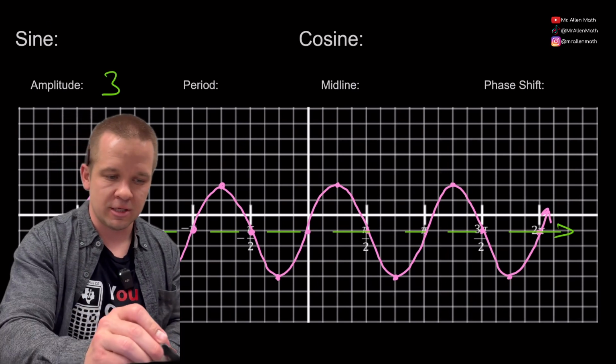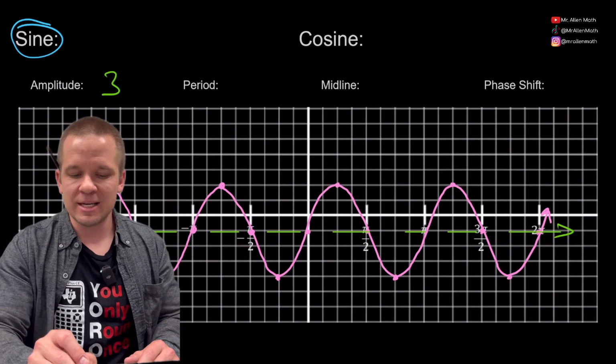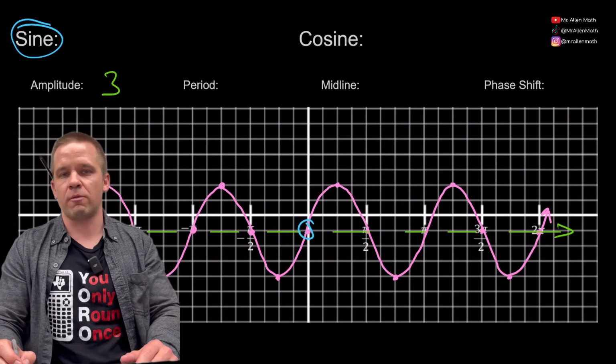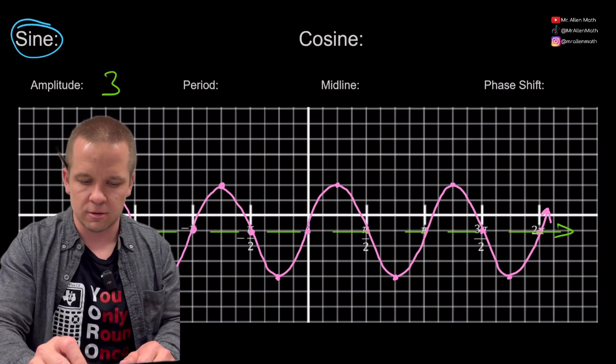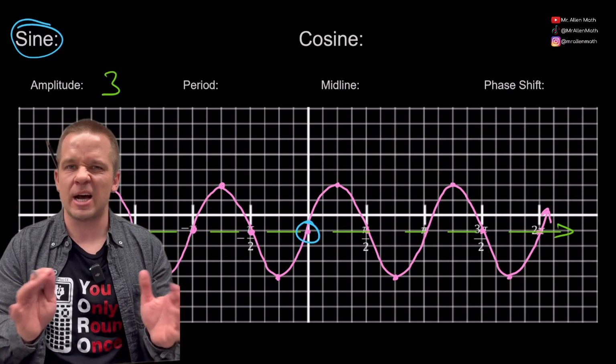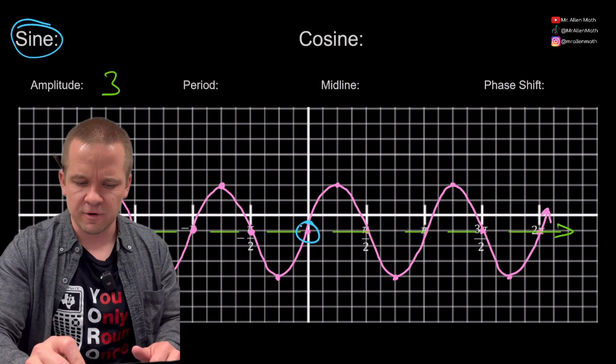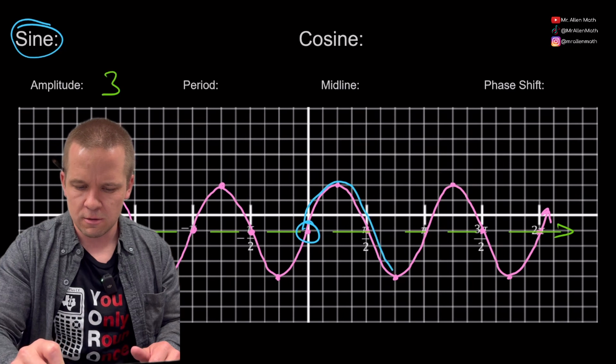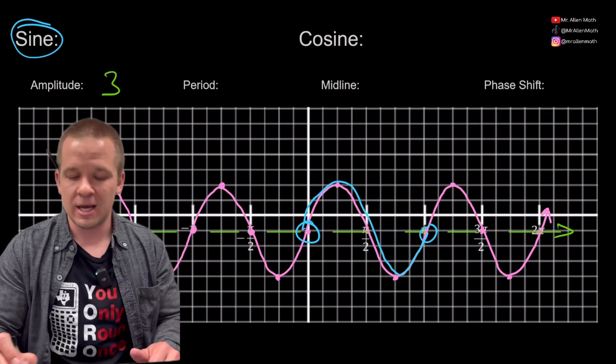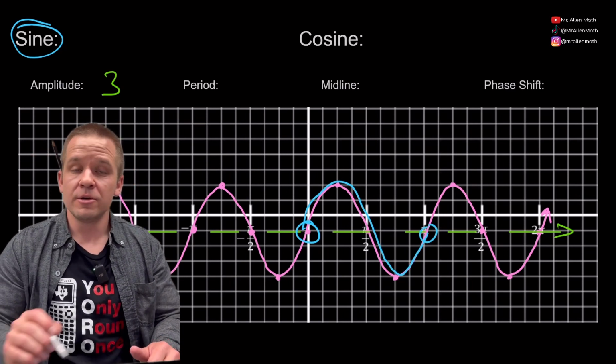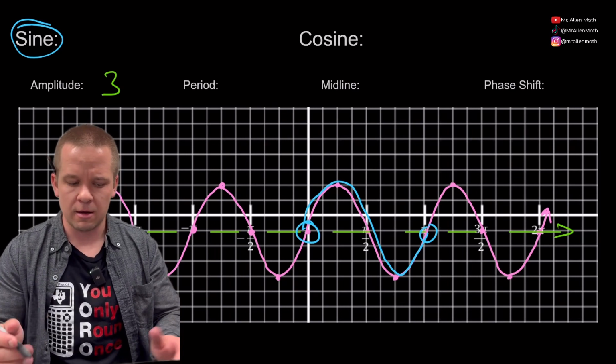So for sine, we're going to do sine in blue here. Sine starts on the midline. So I'm looking at this point right here. That point right there will be a sine graph start. So how long does it take for a sine graph here to repeat? Well, that would be right there. It ends at pi. So my period here is pi for my sine graph.